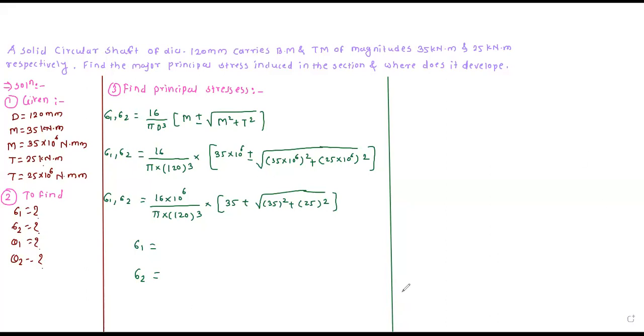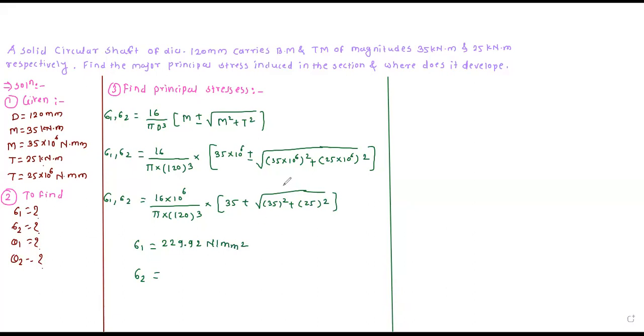232. 229.92. 230, 232 is wrong answer. 229.92, yes, correct answer. 229.92 Newton per mm square.